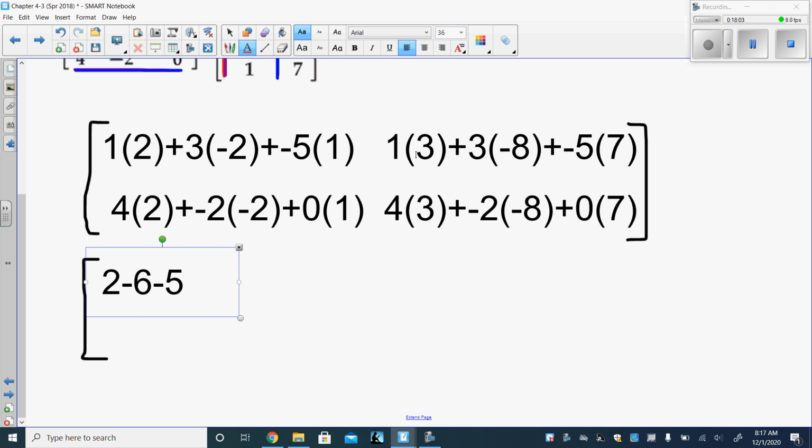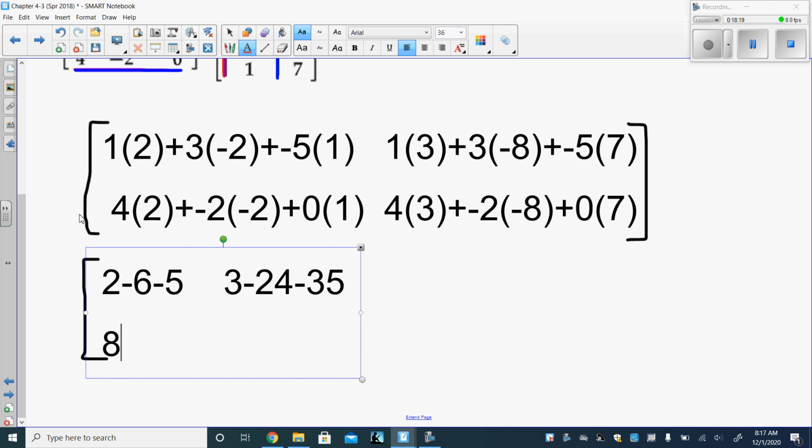The next one would be 1 times 3, which would be 3. 3 times negative 8 would be negative 24. And negative 5 times 7 would be negative 35. Then we move down here, so 4 times 2 would give me 8. Negative 2 times negative 2 would give me plus 4. And 0 times 1 is just plus 0. It's not really adding anything. Then our last set of numbers would be 4 times 3, which is 12. Negative 2 times negative 8 would be plus 16. And then 0 times 7 would be 0.